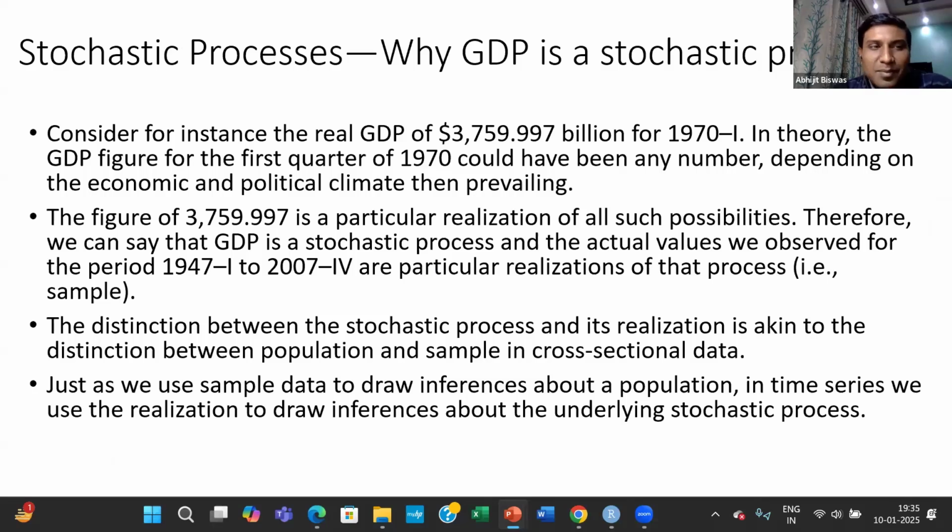Now consider, for instance, the real GDP of USA in 1970 quarter 1 was approximately 3759.99 billion. So this is there in the data set. I've just taken the number from there. We'll use this data set later on. This I'm just using as an example. Can we really call GDP a stochastic process? Anyone?